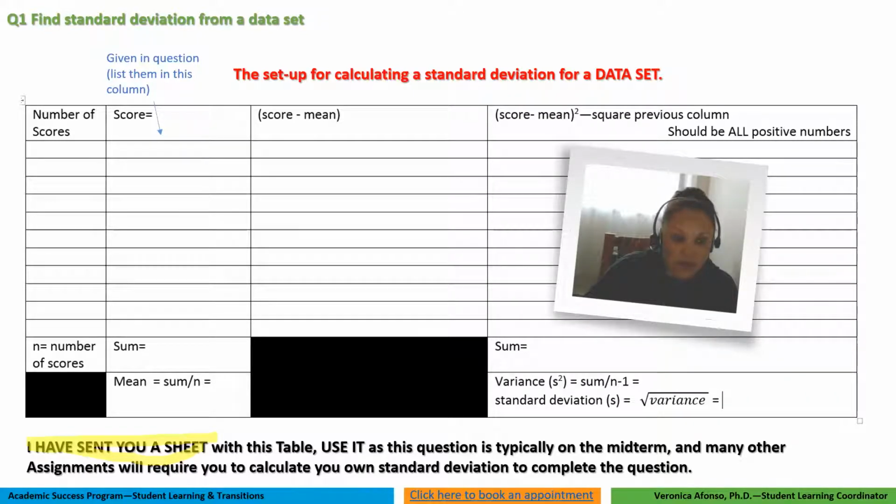Now, on your handout, I've put the numbers here, 1, 2, 3, 4, all the way to 12. In my example, I would only go to row 5 because there were only 5 scores. Then I put the scores here. And then I've outlined what you need to do in each column. Okay, so let's use my example to see what that looks like.